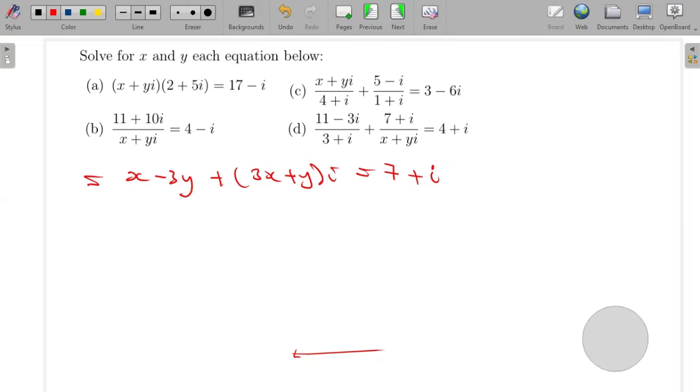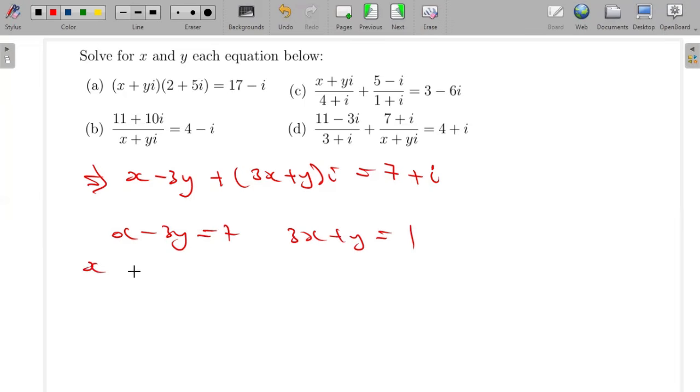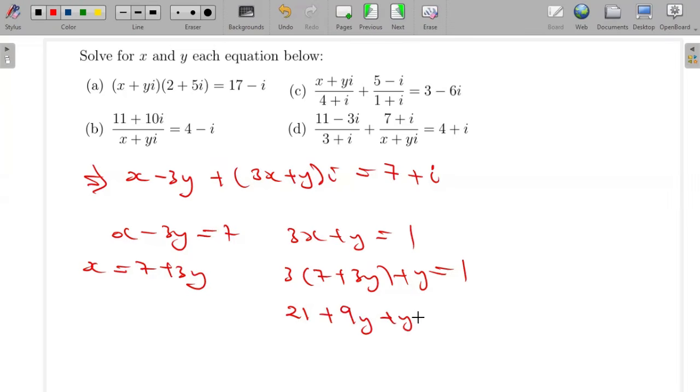Okay, and then this here, I can now equate the real part to the real part and the imaginary part to the imaginary part. So I have x minus 3y is equal to 7, and then you have 3x plus y equal to 1. So this here can make x subject, which is just going to be 7 plus 3y. Then I can replace it in there, so I have 3 times 7 plus 3y, then plus y is equal to 1. So this will be 21, then plus 9y, then plus y equal to 1.